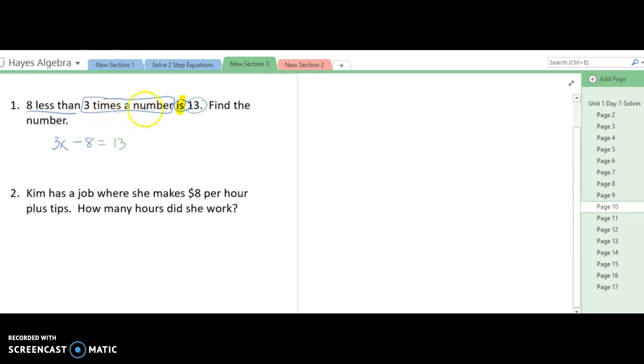Now, if I want to solve this equation, what do I get rid of by addition or subtraction? The 8. Since it's minus 8, I'm going to add it. I come over here, I add it. 3x equals 21. Now, how do I get rid of this 3? I divide by 3, and what does x equal? x is equal to 7.